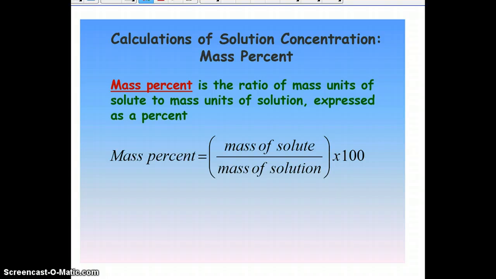All right, firstly, let's talk about mass percent. Mass percent is just going to be the ratio of the mass units of solute to the total mass units of the solution. So basically, it's the mass of the solute divided by the mass of the solution, and then you multiply by 100 to get the percentage.